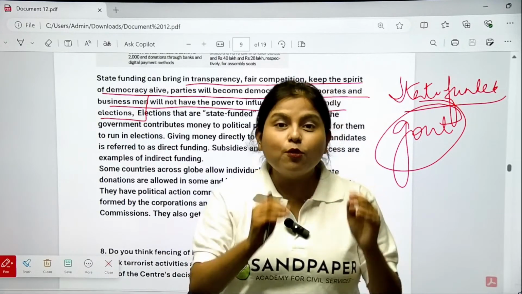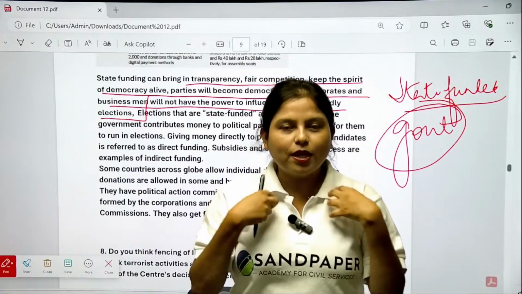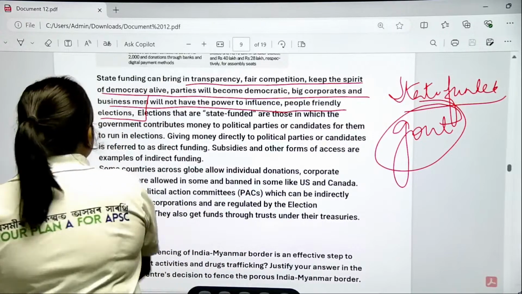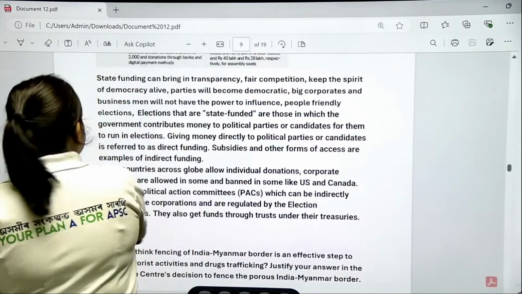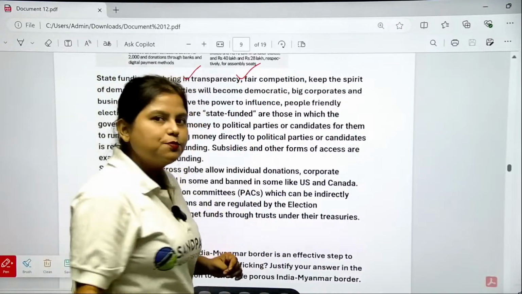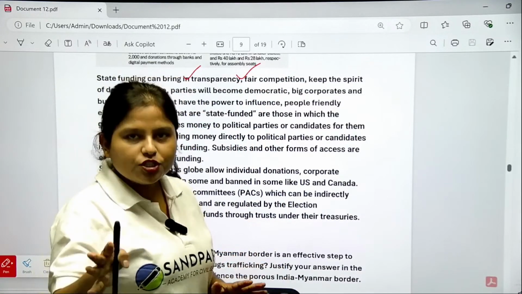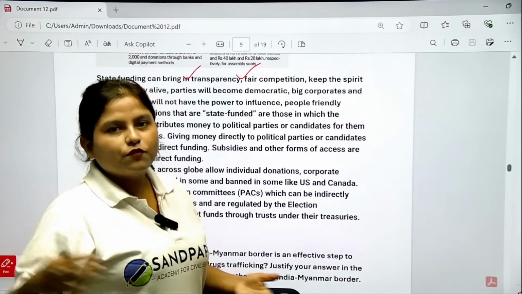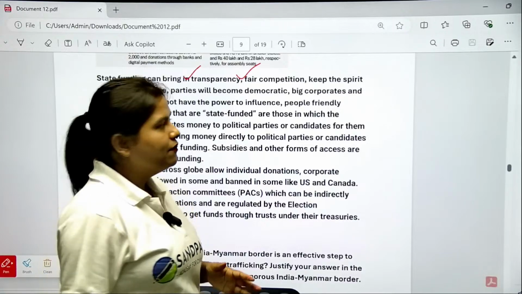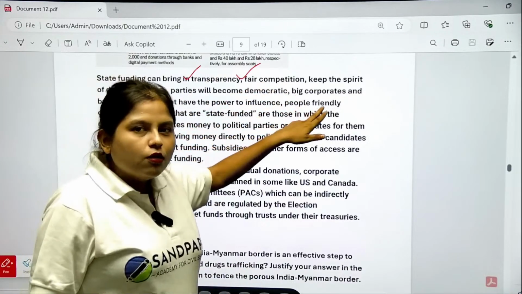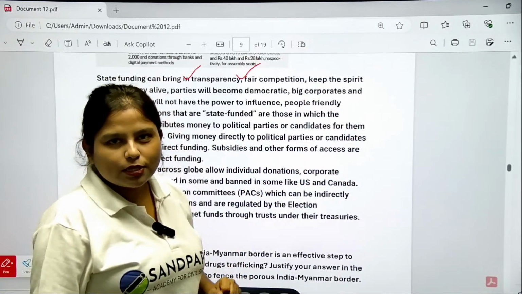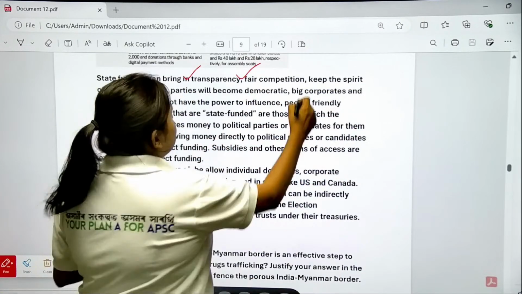So if the government gives that money, what benefits will there be? Many benefits. First, transparency will come. State funding will bring transparency and fair competition, because the money is given in a fixed, proportionate amount. Obviously a state party and a national party will not get equal money; committees will decide what to give and what not to give. But there will be fair competition, as no flood of money can come from anywhere, because the government gives a fixed amount. Keep the spirit of democracy alive.